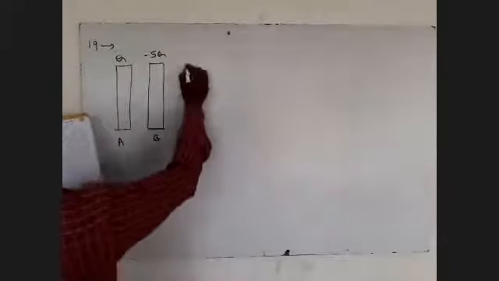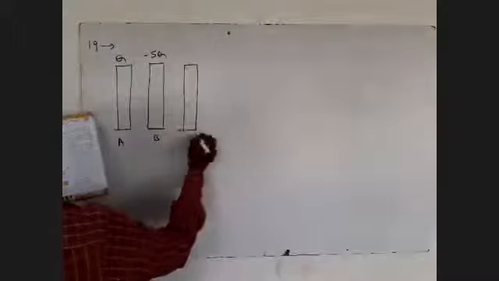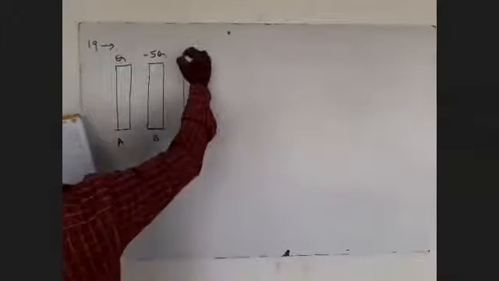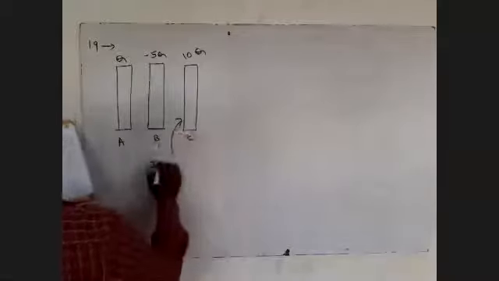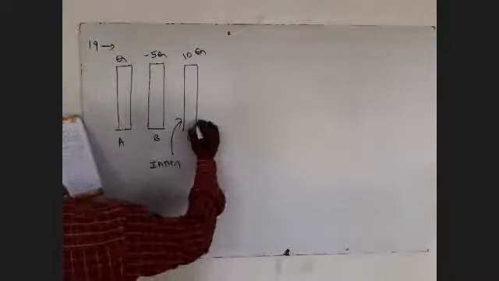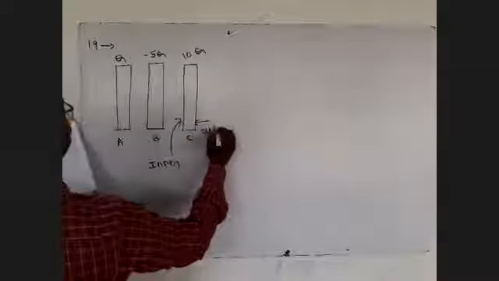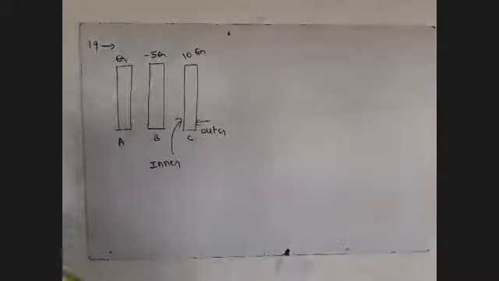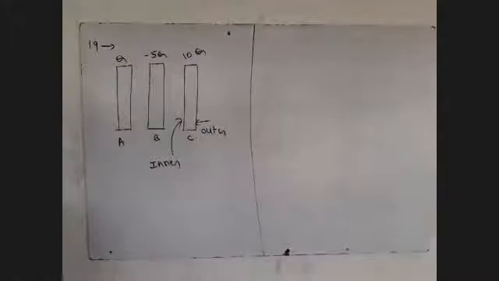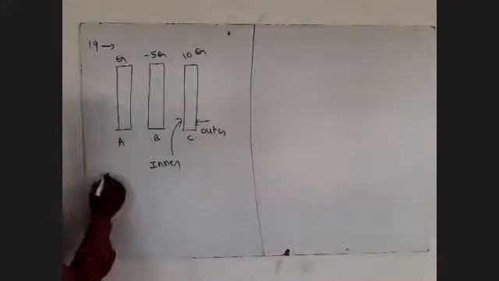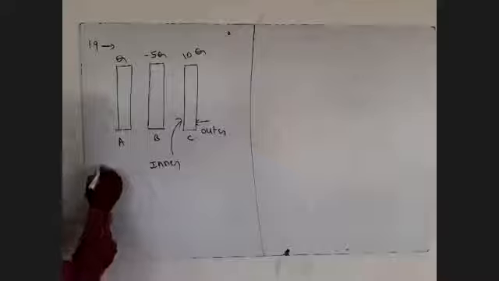This is plate C, here C plate 10Q. This is the inner side, this is the outer side. We have to find out the inner and outer charges. Already I explained the shortcut to you. So what is the shortcut? It is a shortcut formula.